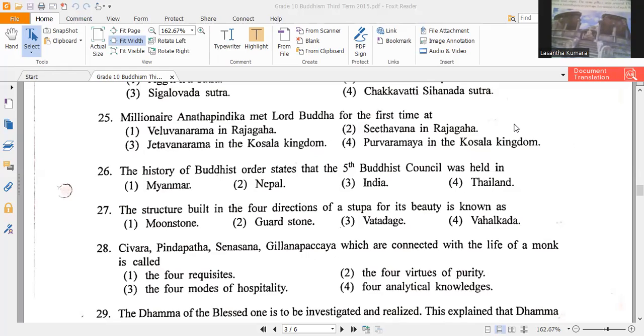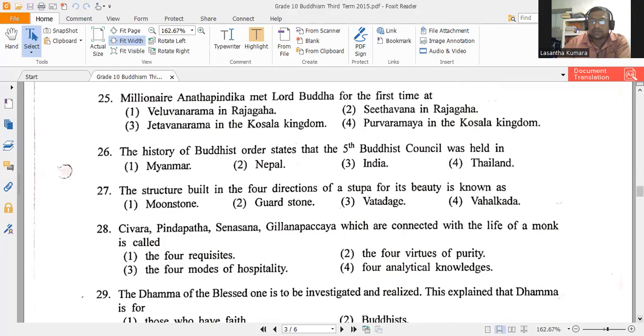You can see this Vahalkada, and here this is around the stupa, right? Not this is Vatadage. This is Vatadage around the stupa, right? This is Vahalkada. You can see, and this is around Kantaka Chetya in Matale. Kantaka Chetya in Matale, right? This is Vahalkada, right? Okay, right. Then we go to the next question. Look at these four. Chivara.